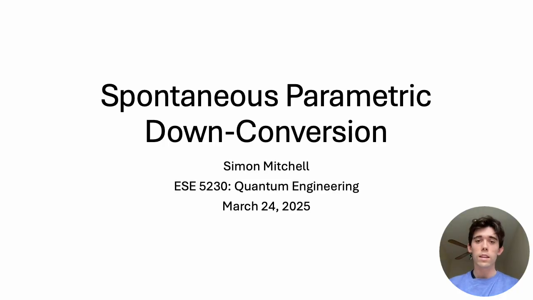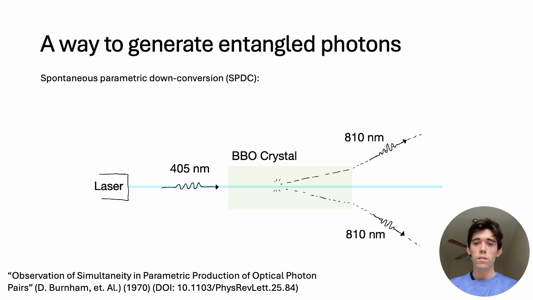Hi, today I'd like to tell you about spontaneous parametric downconversion. So, spontaneous parametric downconversion is a technique to generate two entangled photons. And it was discovered around 1970, about 10 years after the discovery of the laser.